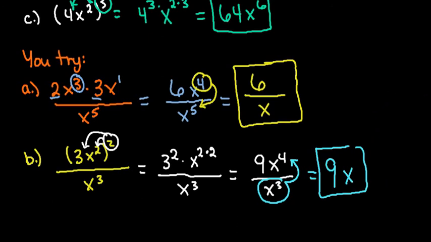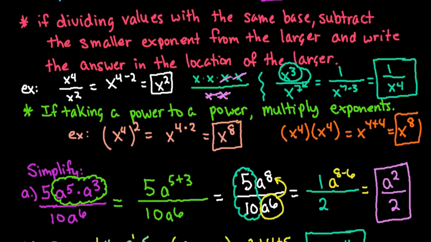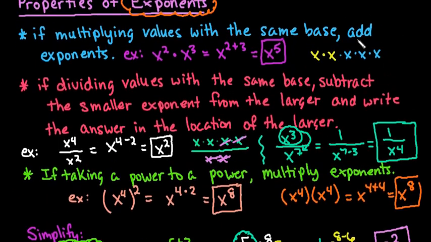So hopefully that showed you how to use the rules of exponents. Remember that if you're multiplying, add the exponents. If you're dividing, subtract the exponents. And if you're taking a power to a power, or an exponent to another exponent, then you multiply the exponents.